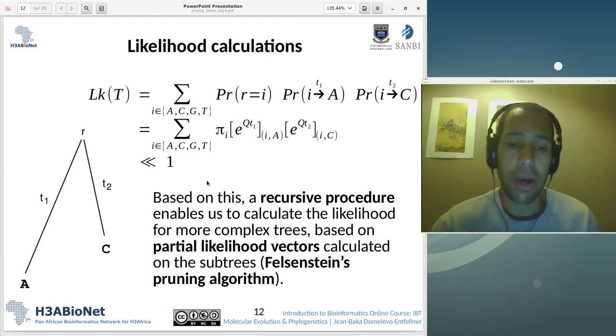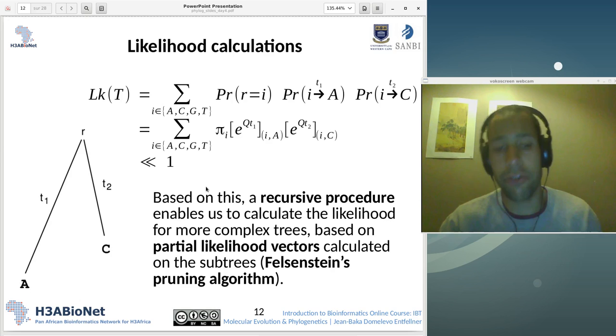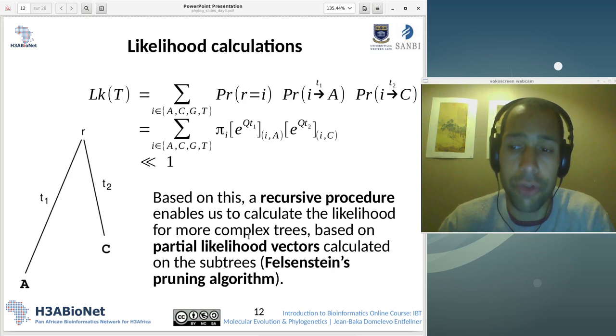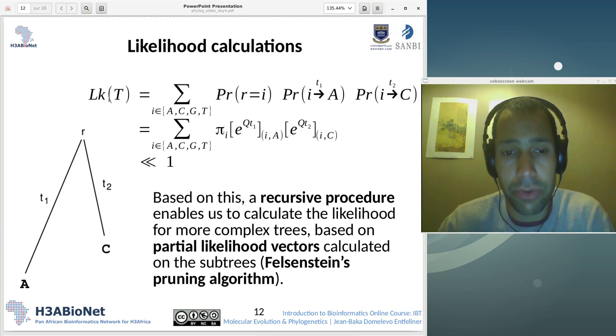So that's how, thanks to Felsenstein's pruning algorithm, we are able to calculate likelihood values for large trees. And at the core of Felsenstein's pruning algorithm is this relation establishing the likelihood of a tree given some matrix exponentiations.